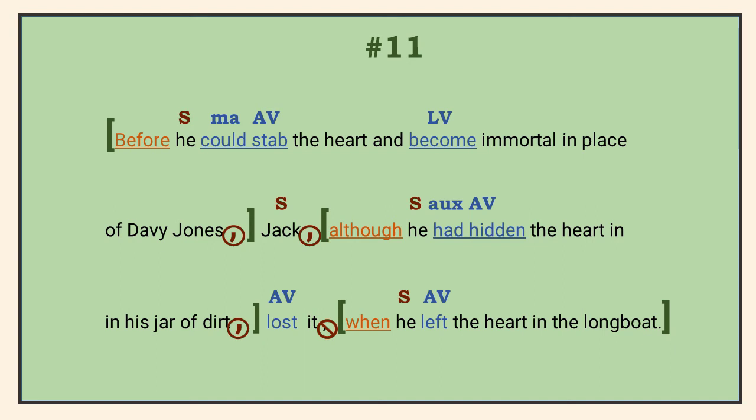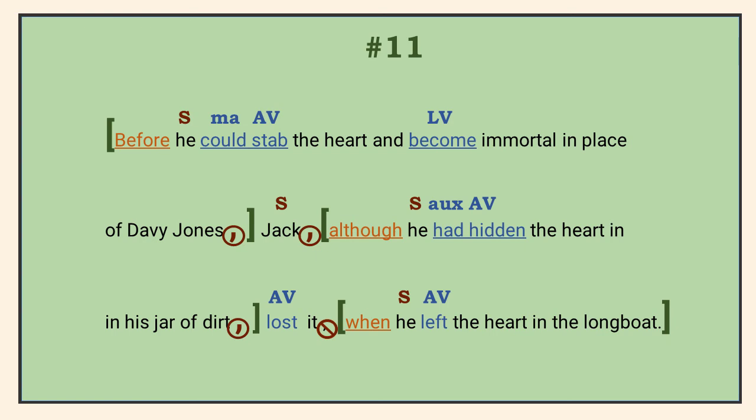Focus on the subject-verb combinations. Who or what could stab? He. Who or what become? He. The same one as for could stab. Who or what had hidden? Another he. Who or what lost? Jack. Who or what left? A third he. With these combinations identified, you can identify the different clauses.